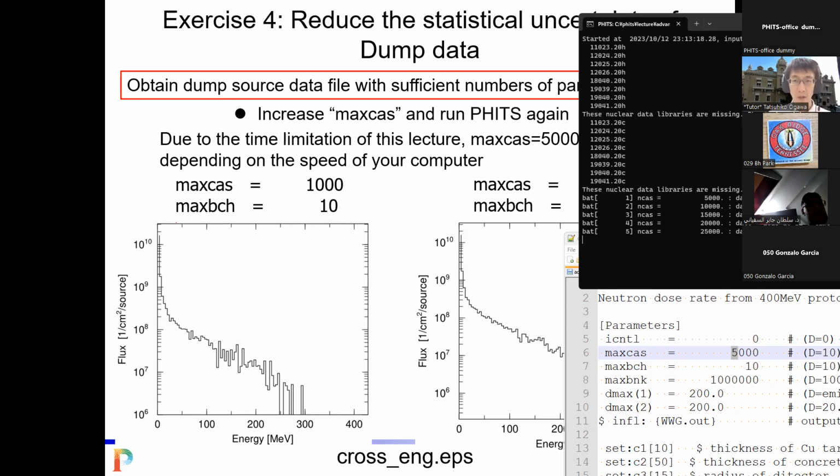So probably the CPU time very much depends on your computer performance. Please proceed up to exercise number 6. Now we are at 4. So please, when you finish exercise number 4, please proceed to exercise number 5 and up to 6.